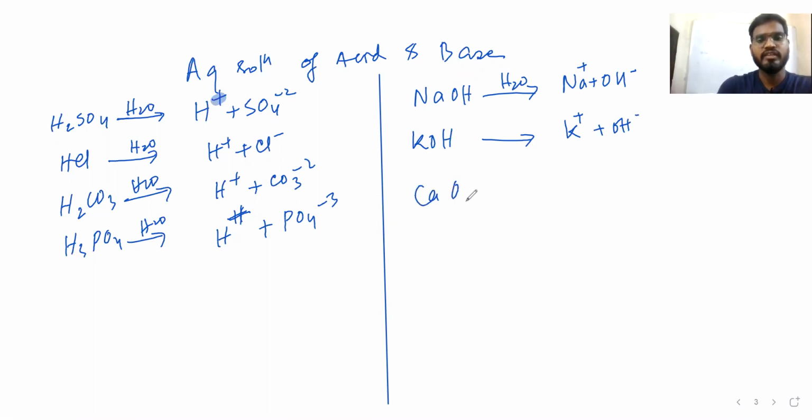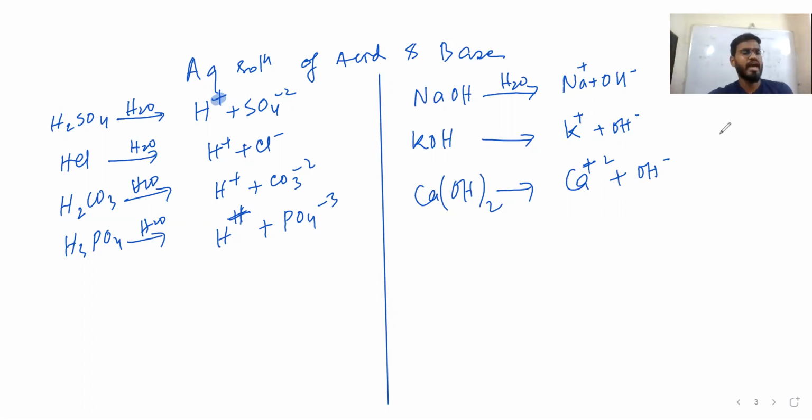Calcium hydroxide, Ca(OH)2. So it is going to give Ca2+, since calcium is 2+, and 2 OH-. So in this way, if you put acids and bases in water, we have seen how they react.